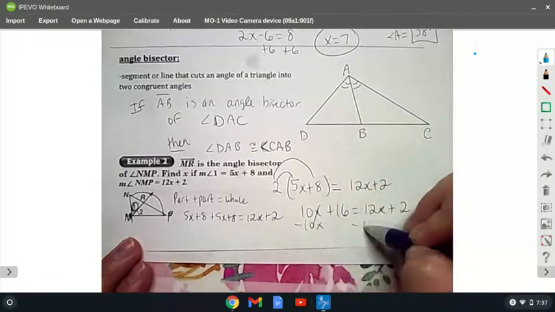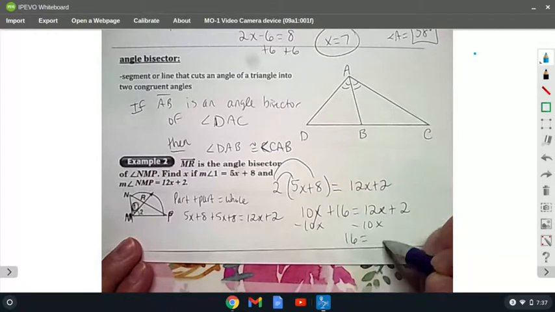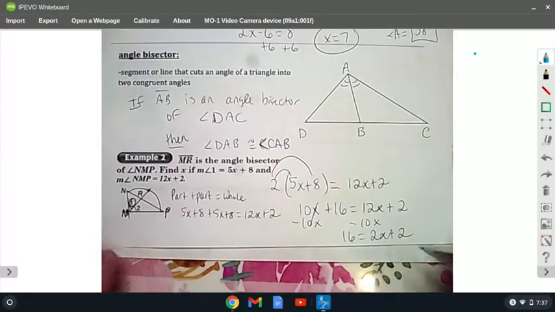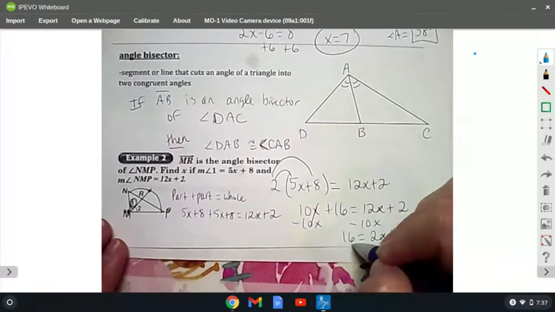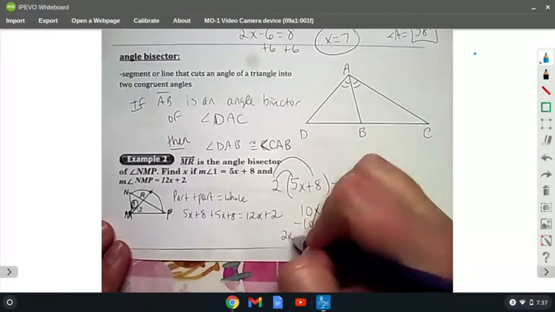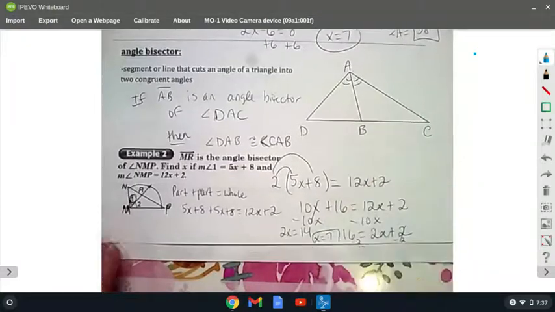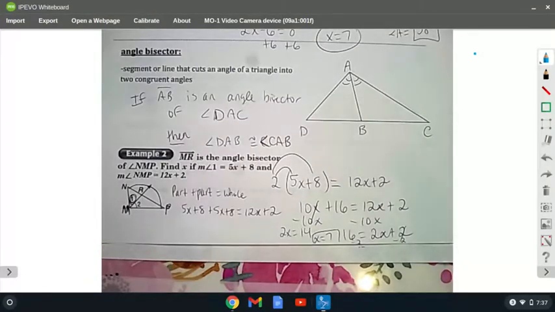Then we're going to take away 10x from both sides. We got 2x plus 2. Then we're going to subtract 2 from both sides, and we're left with 2x equals 14. So once again, x is 7. Now, all they asked us to do here was find x, so our problem is solved. We found x is 7.